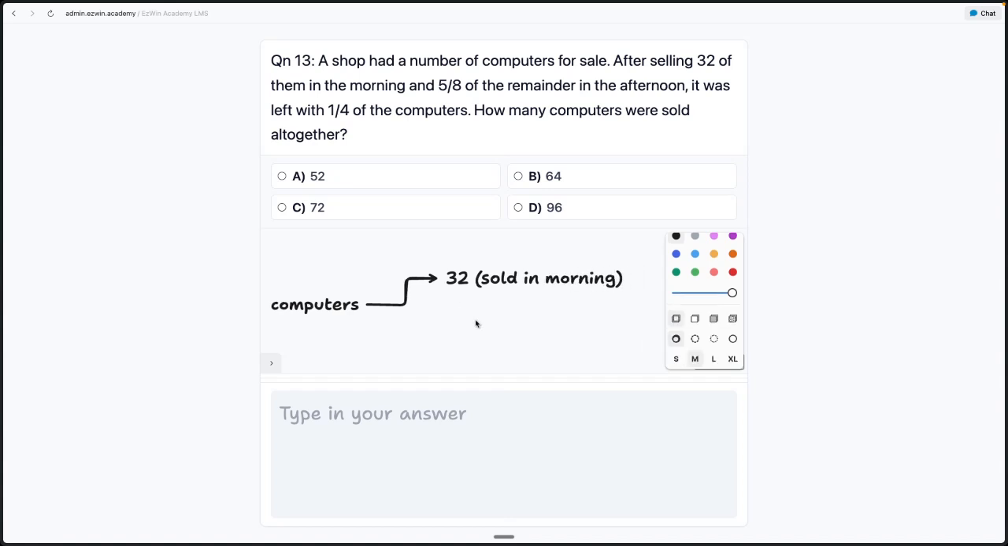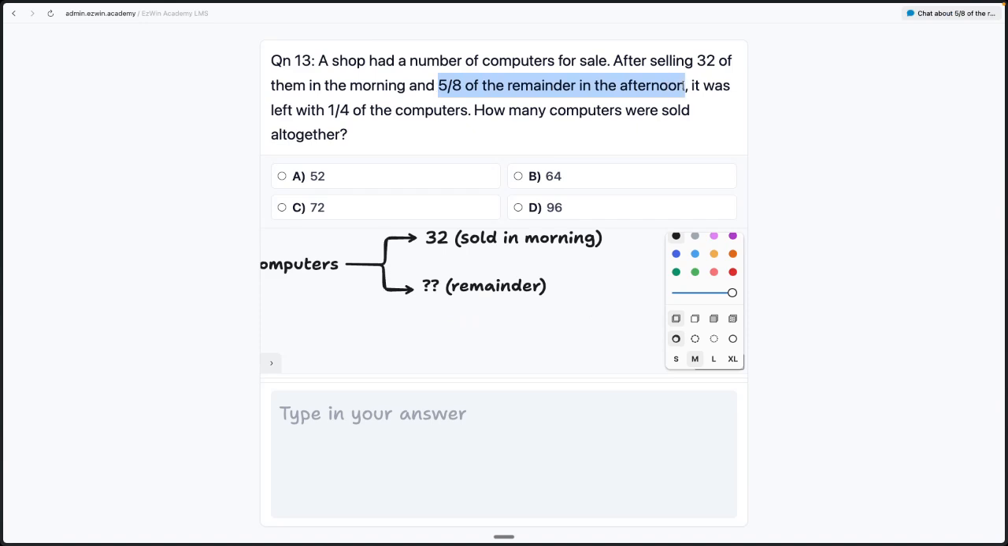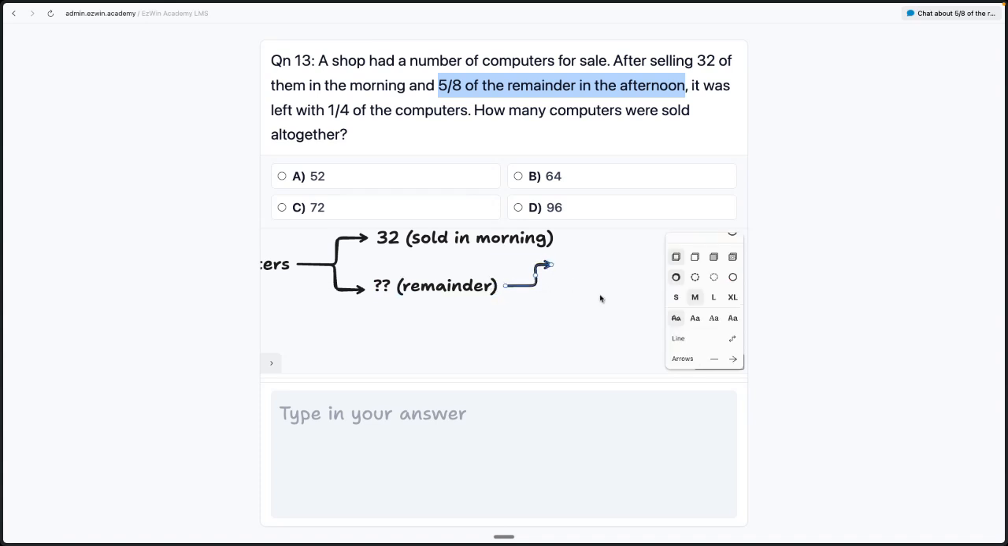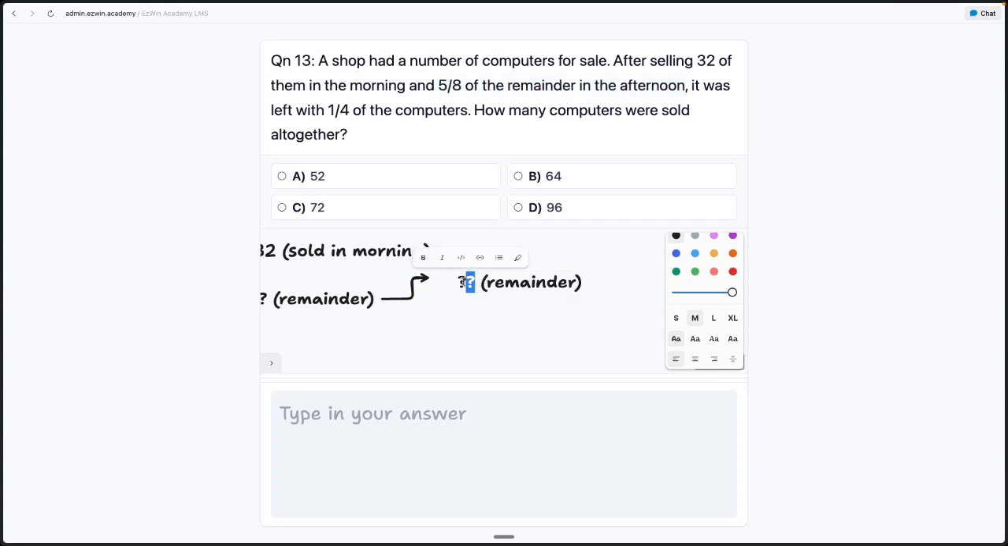Okay, and then we also have the remainder. How I know this is a remainder concept is because usually there is the word remainder. We don't know the amount that is sold in the afternoon. Sorry, the remainder, what's left basically. But we know that 5/8 of the remainder is sold in the afternoon. So we draw another branch, and we say 5/8 of the remainder.